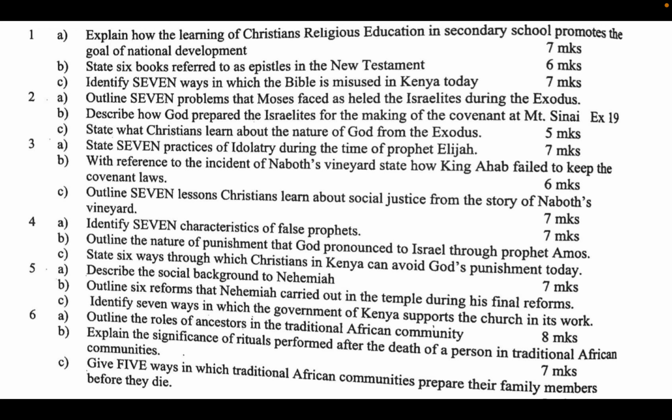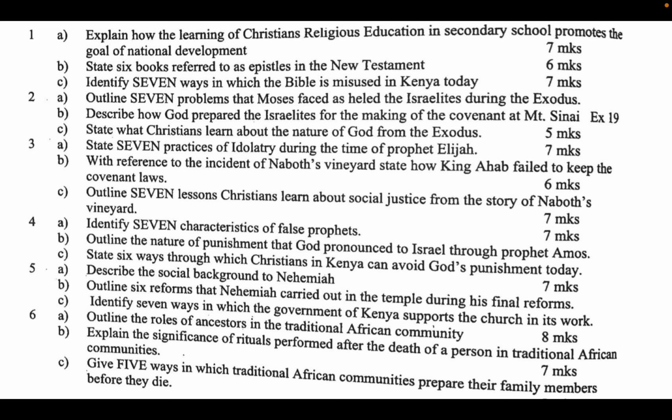Question 3a. State 7 practices of idolatry during the time of Prophet Elijah. B. With reference to the incident of Naboth's vineyard, state how King Ahab failed to keep the covenant laws. C. Outline 7 lessons Christians learn about social justice from the story of Naboth's vineyard.